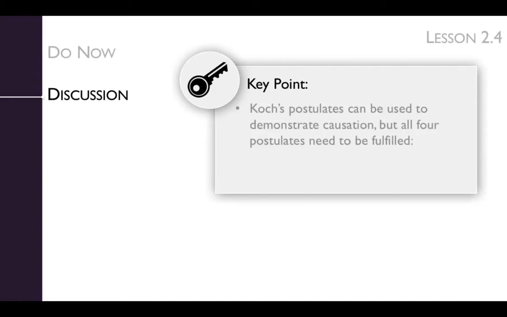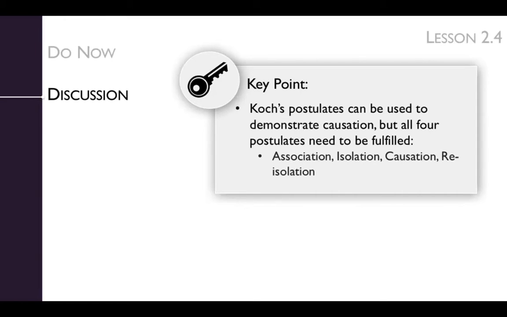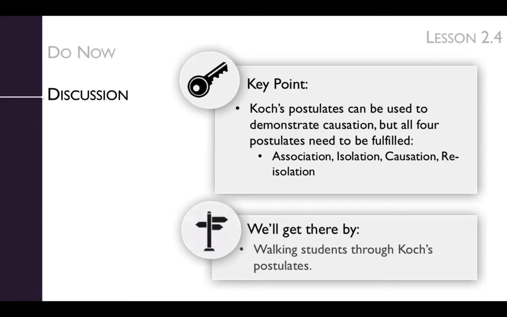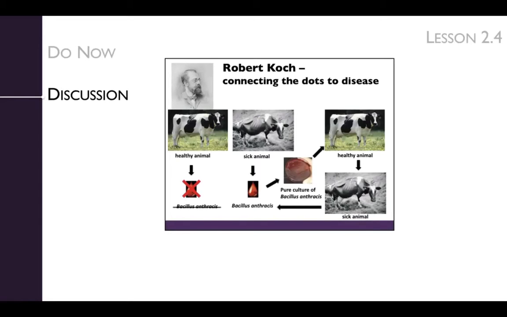The key point of the discussion is that Koch's postulates can be used to demonstrate causation, but all four postulates need to be fulfilled. We'll get there by walking students through Koch's postulates. We begin walking through Koch's postulates using anthrax as an example.